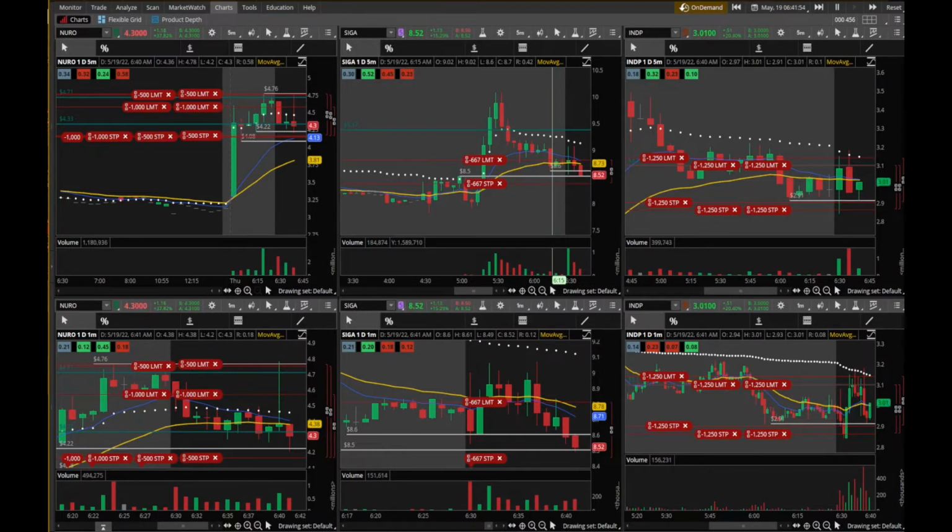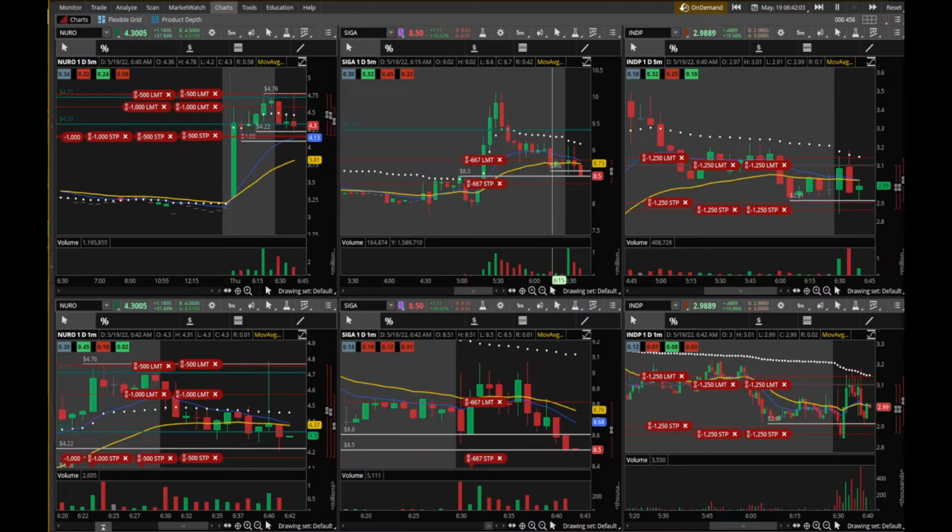$8.50 off of that support. What is up with the wicks on Nero? Yeah, I don't think the price actually ever went up that high. Or this high.